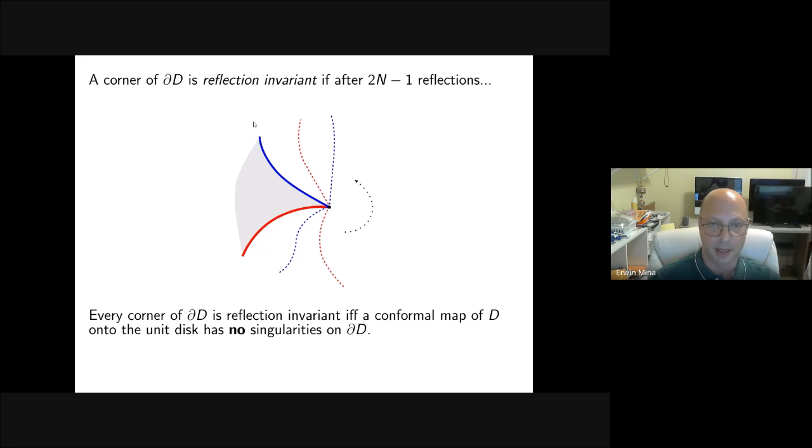Okay, so now I have to define what it means for a corner of this piecewise analytic curve to be reflection invariant. And I'm going to do it in an imprecise way, because the precise definition would be a little bit too heavy. So essentially, let's say that this is a corner of my piecewise analytic curve, right? So near that corner it is made out of these two arcs. One is blue, the other one is red. Okay, and they are so-called analytic arcs. So there is this concept of reflection across an analytic arc, right?